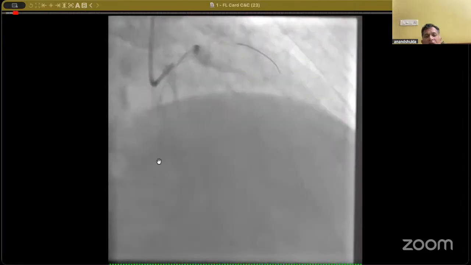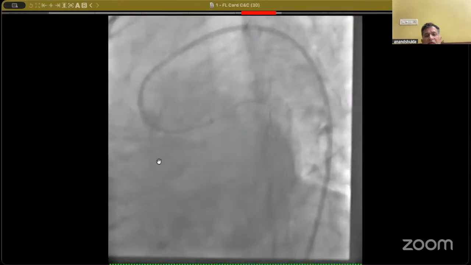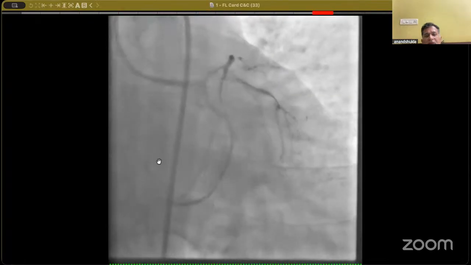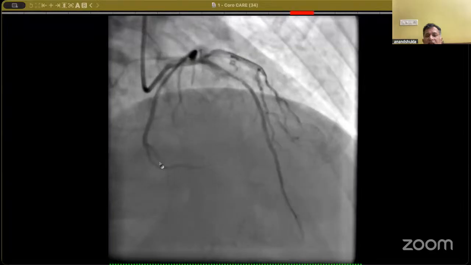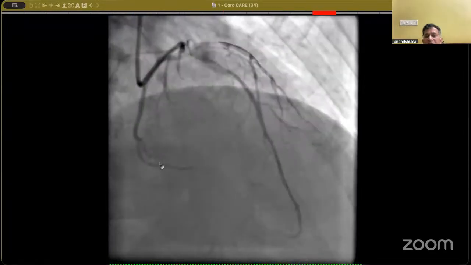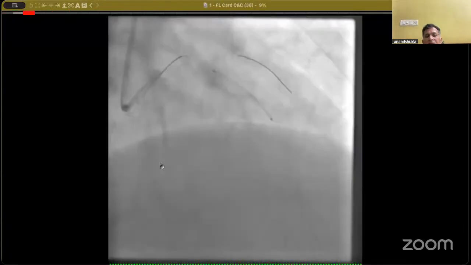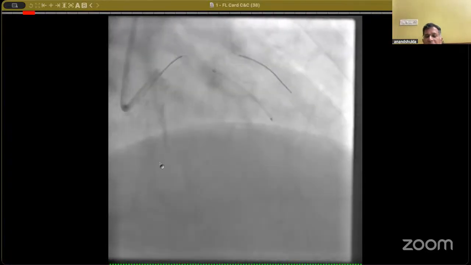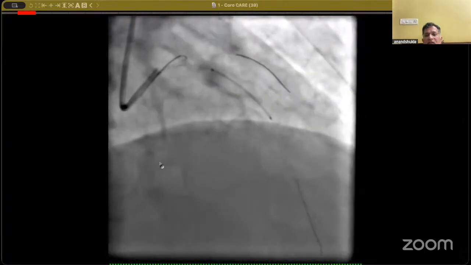So immediately we gave intracoronary adrenaline, did some low pressure balloon massage to the ramus, and thrombosuction. Then we were able to open it up, and once the ramus was opened, the ECG stabilized. So that is the first part. We also did thrombosuction from the LAD, and after OCT we came to know that the ostial part of the LAD near the ramus has an area of more than 5.5.